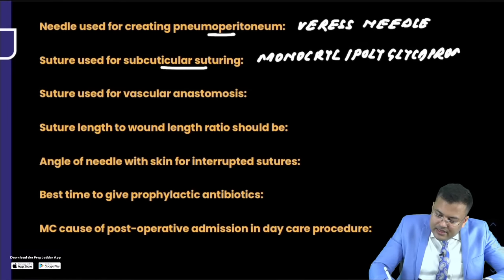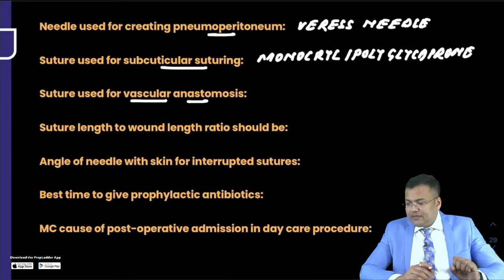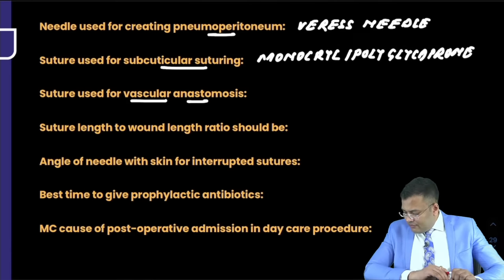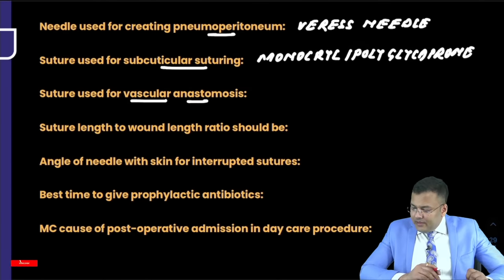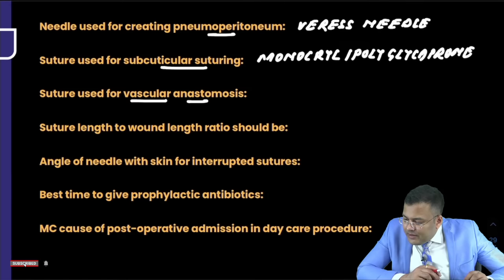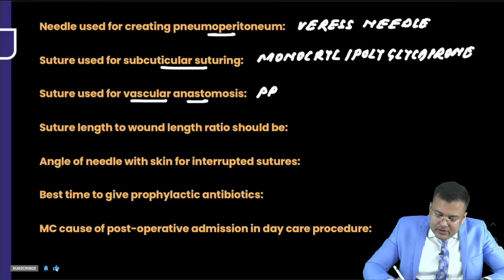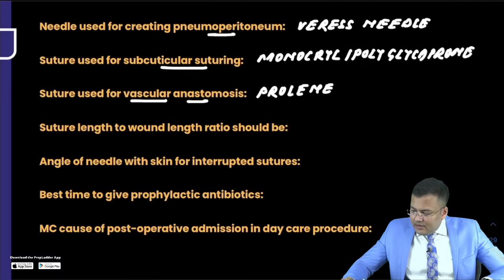Polyglycaprone. Next, tell me, guys, suture used for vascular anastomosis. Yes, very good. Proline. Anil Dangi, Dark Knight, it is proline. So suture used for vascular anastomosis, that is proline. Very good, guys.